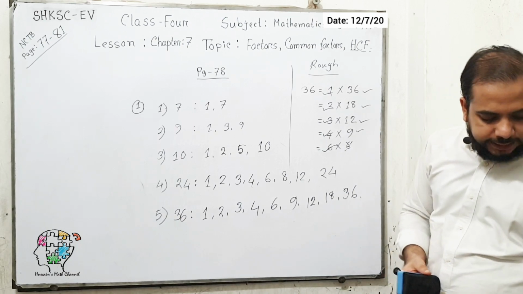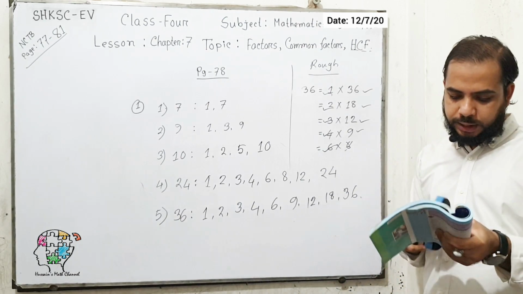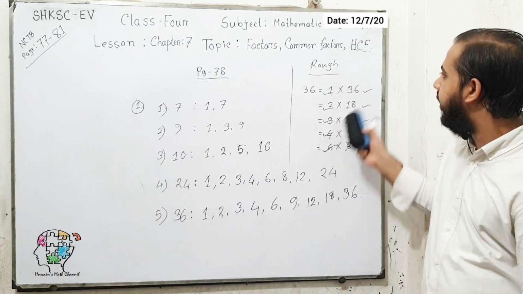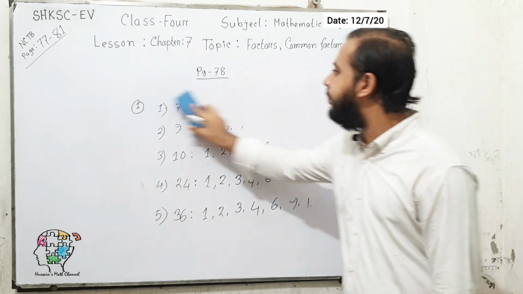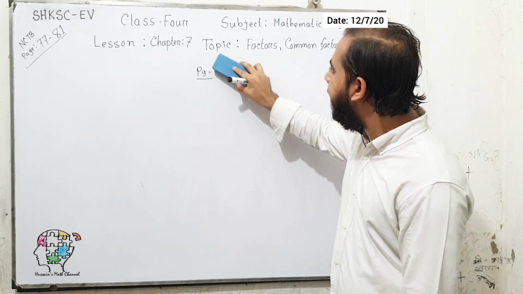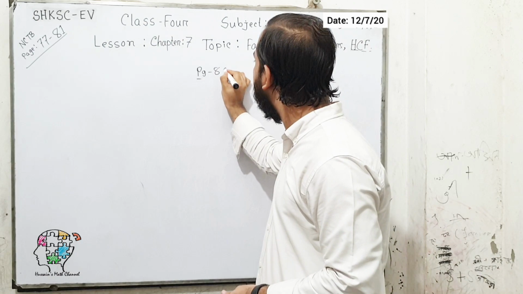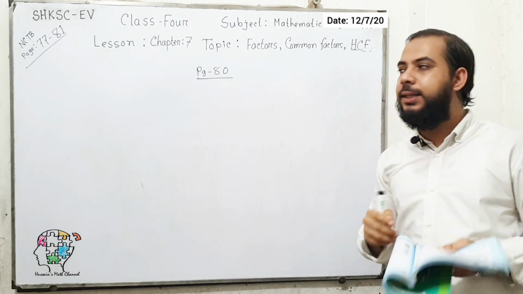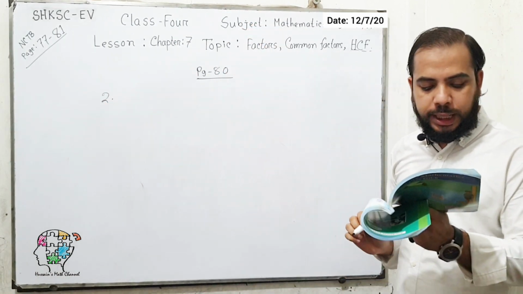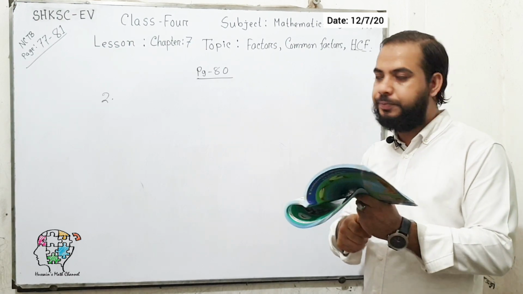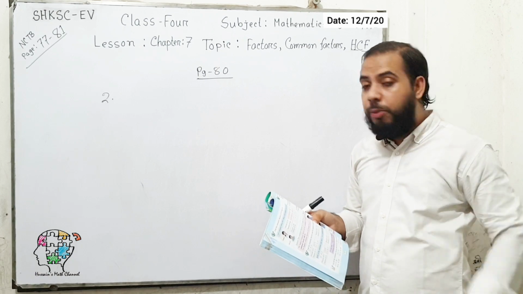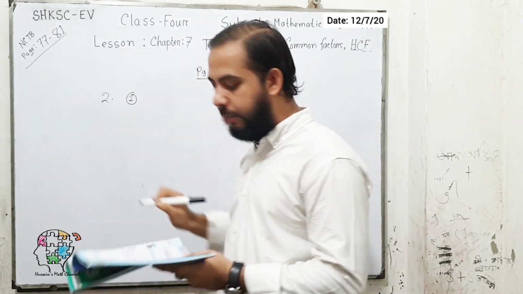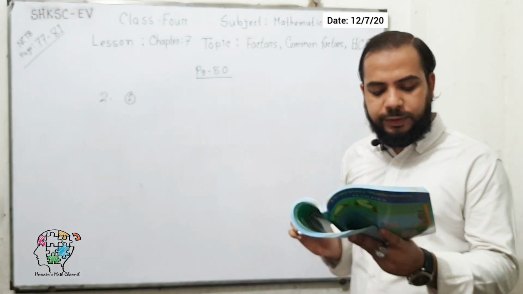Alright, now we move on to our next page. Today we will do some more questions from page number 80. In page number 80, in the bottom side, there is question number 2: list all common factors and tell the highest common factor. You have to find the common factors and then find the highest common factor. So at first, question number 1, find factors of 12 and 20.